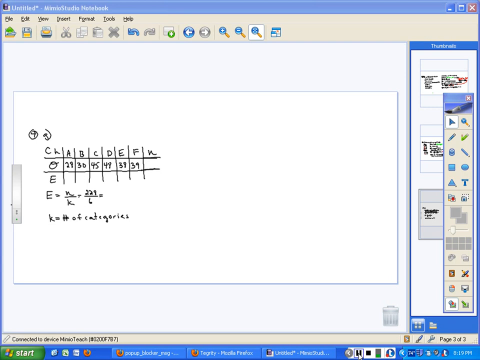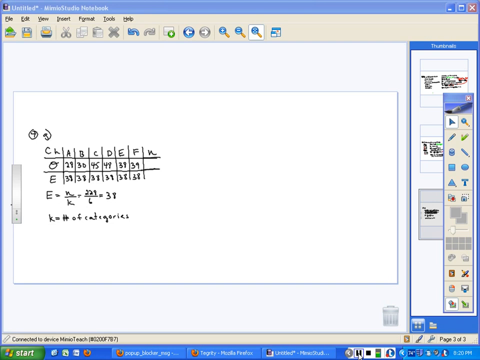228 pieces of data. What you're doing is you're spreading them out evenly among the 6 categories. So 228 divided by 6 gives you an expected value of 38. And it's the same expected value for each of these. The other type of problem we did had a different expected value, but this one's a little bit easier.